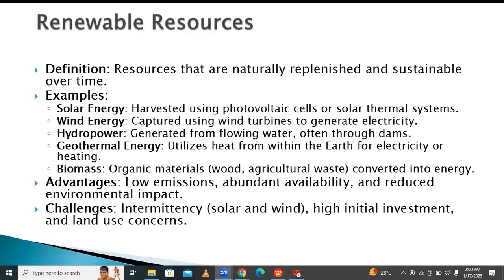Renewable sources have some advantages and also disadvantages. The advantages are low greenhouse gas emissions, abundant availability, and reduced environmental impacts. The challenges are the initial investment and land use concerns. These are the problems in renewable energy sources.